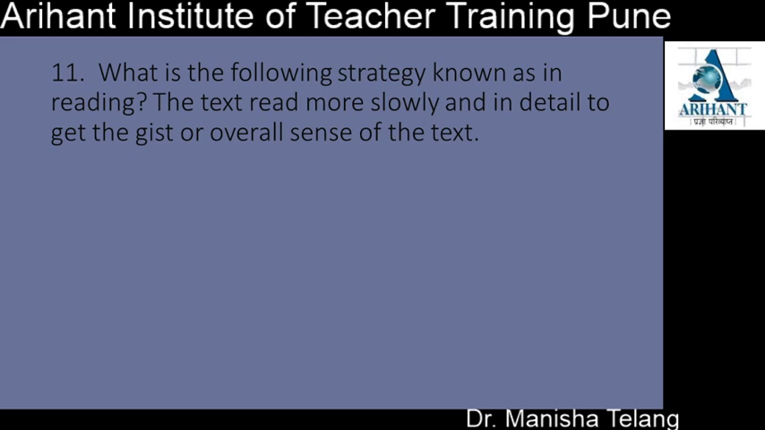What is the following strategy known as in reading? The text is read more slowly and in detail to get the gist or overall sense of the text. Options are: option A, skimming, option B, scaffold, option C, scanning, option D, summarizing. And the correct option is option A, that is skimming.